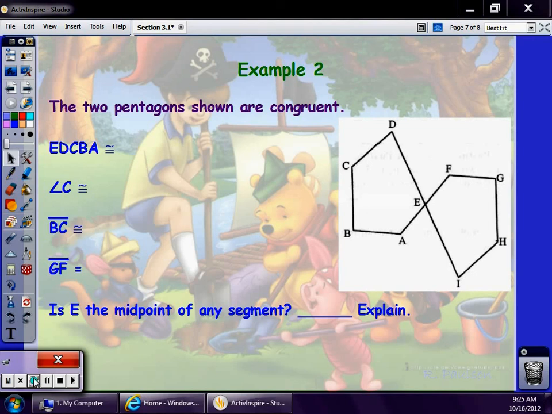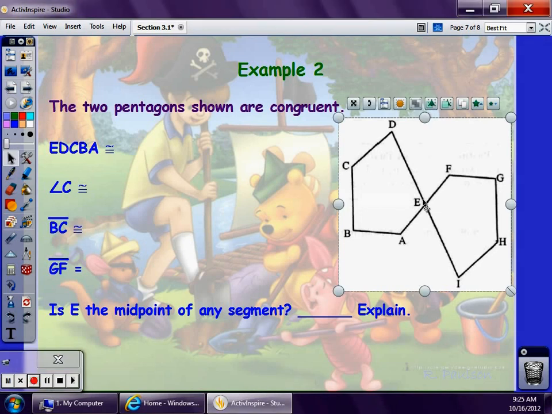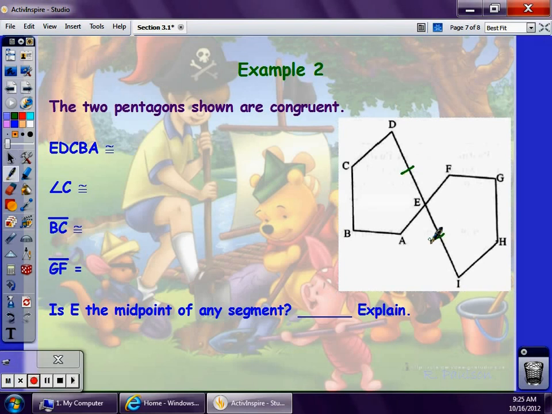So what we have is EDCBA, which is right here. So we know that ED is going to be congruent to EI. We know that DC is going to be congruent to HI. We know that CB is going to be congruent to HG, and that BA is going to be congruent to GF. And lastly, that AE, I'm going to give that 5 tick marks, is going to be congruent to FE. 1, 2, 3, 4, 5.